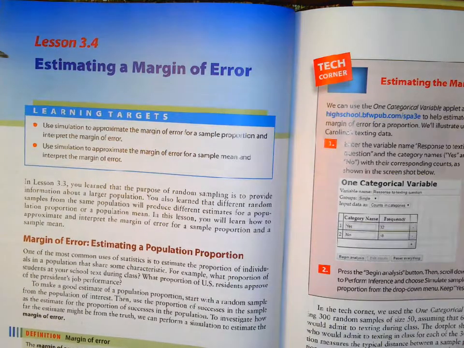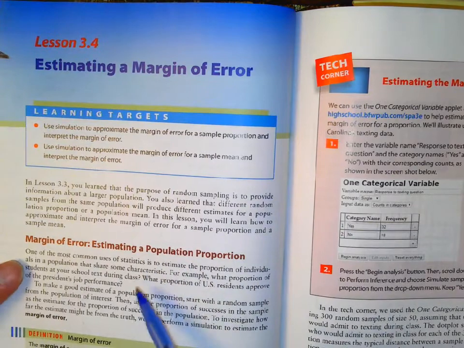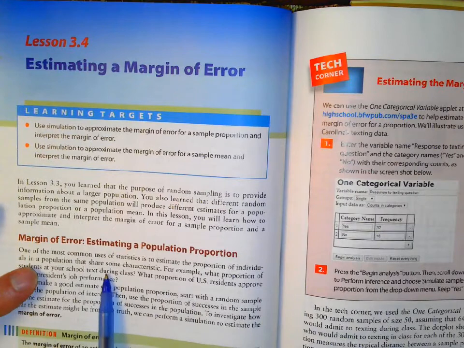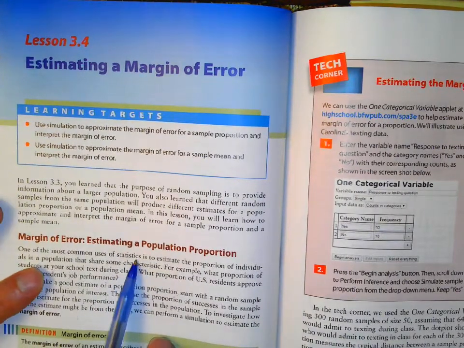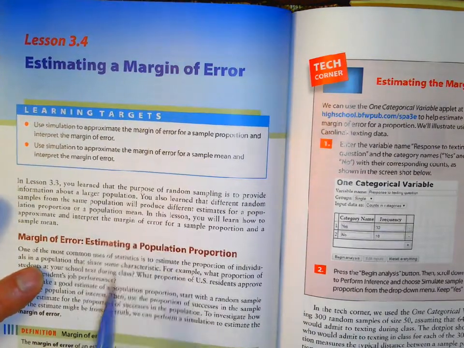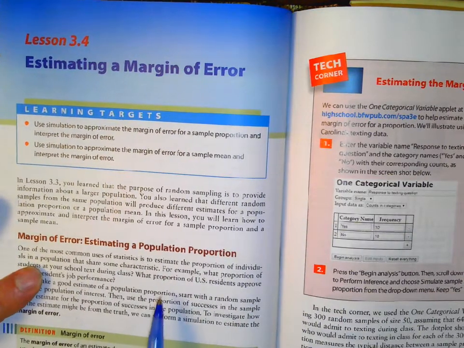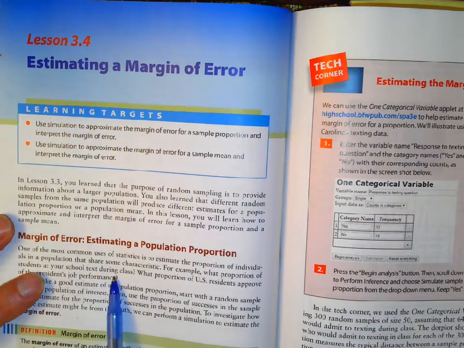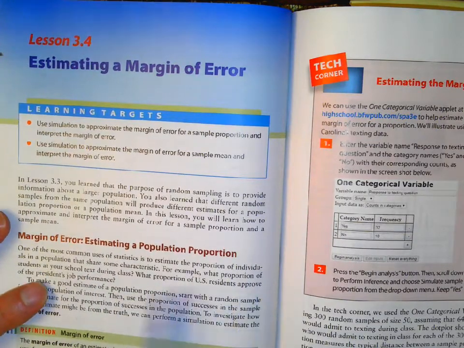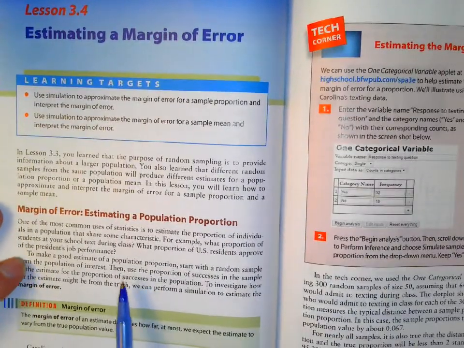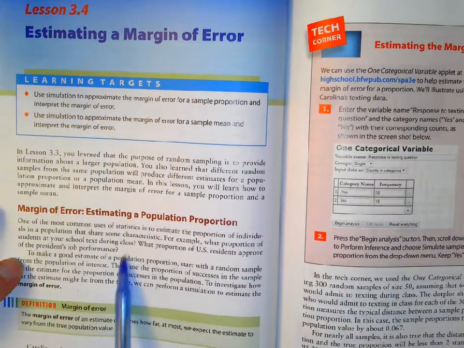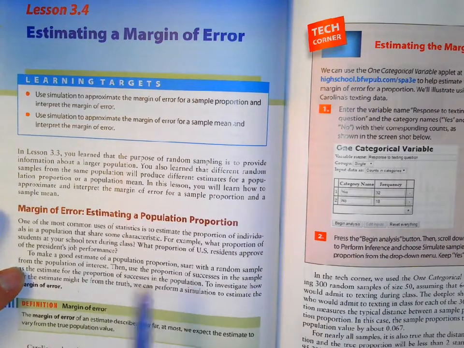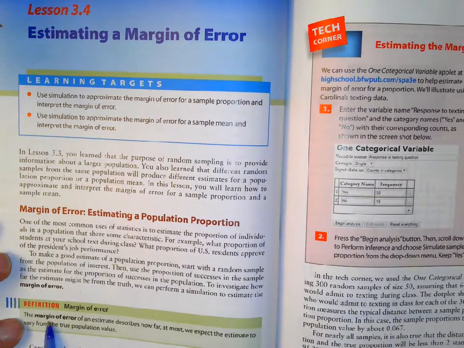Okay, to use some examples from the book, one of the most common uses of statistics is to estimate a proportion of individuals in a population. So the whole idea of statistics is to take a whole population, look at a sample, and apply it to the whole population. Okay? So for example, what proportion of students at your school text during class? What proportion of U.S. residents approve of the job performance of the president? So to make a good estimate for the whole population, we start by taking a random sample of the population, and then from that we can develop a margin of error that we believe it to be between.